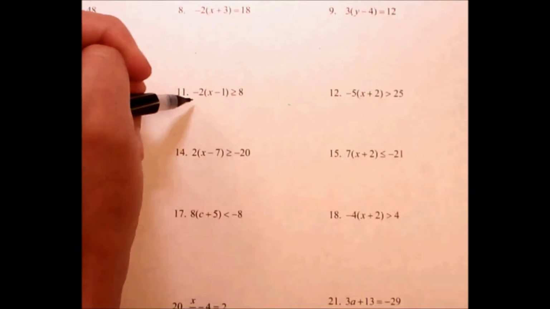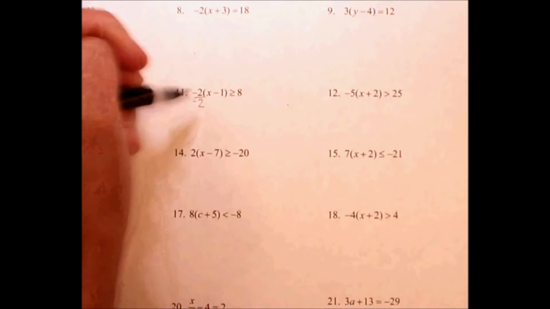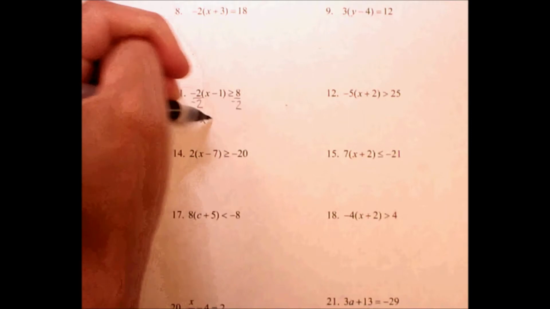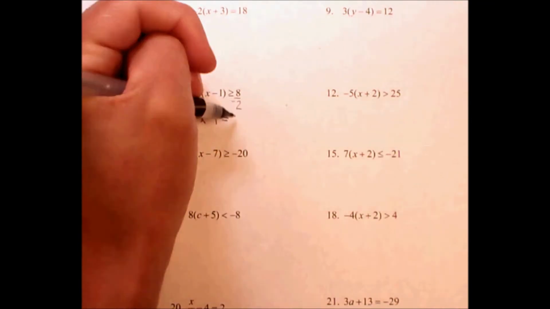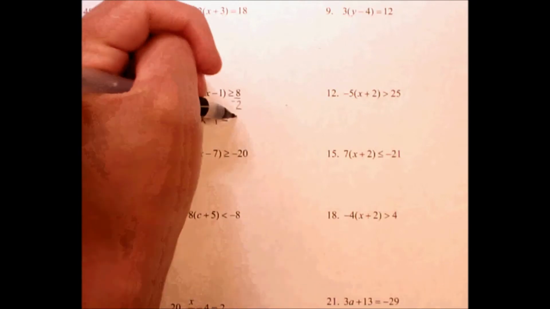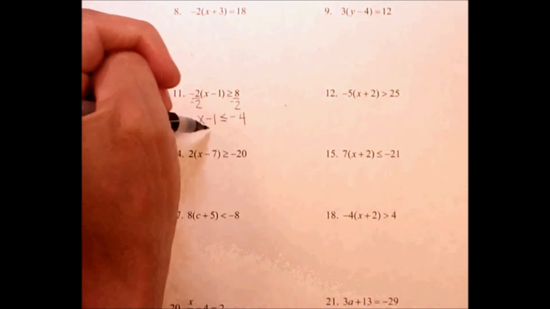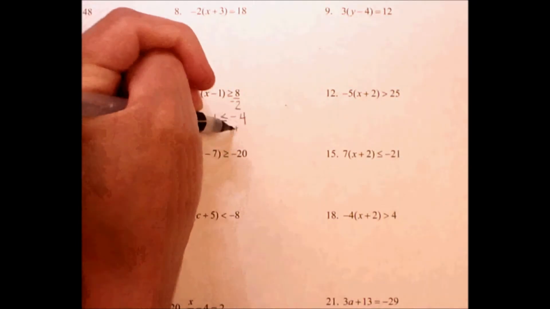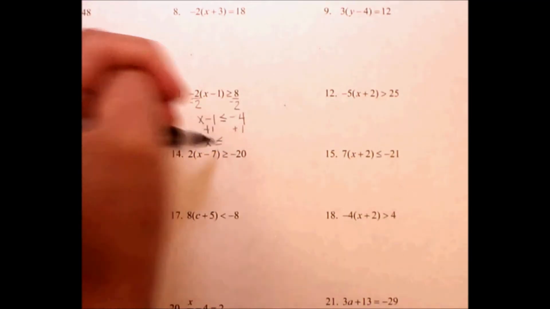Number 11. Now this is a negative number. It divides out easily, but when you divide by a negative number, remember you have to flip your sign. So we have x minus 1 left, but our sign is going to go in the other direction since we are dividing by a negative number, and you get negative 4. Isolate the x, still the same thing, so we're going to add 1 to each side. So x is less than or equal to negative 3.